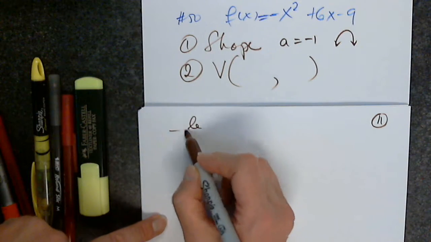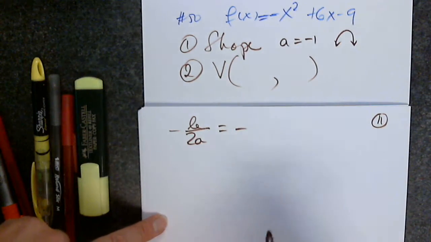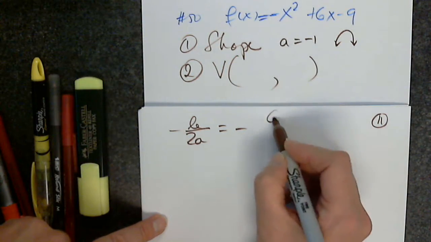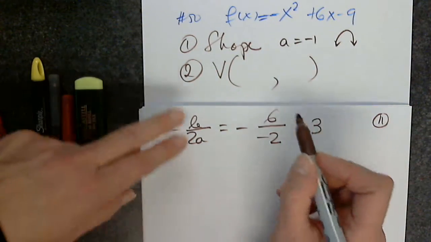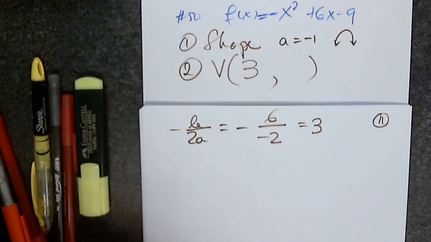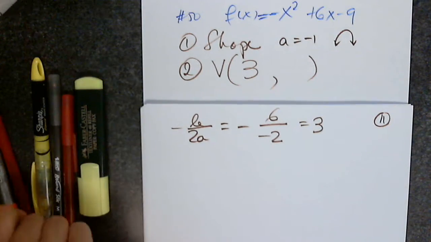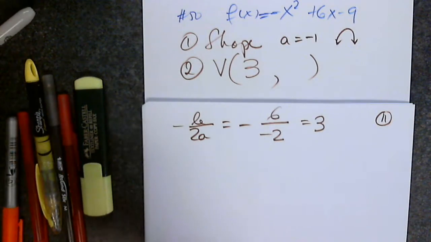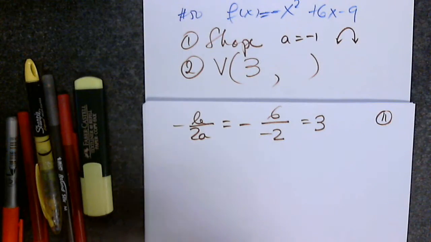Very good. So minus b, which is 6, over 2 times a, which is -2, which is indeed 3. I agree with that. If the x-coordinate of the vertex is 3, how do I find the y-coordinate of the vertex? Plug it in. Very good.